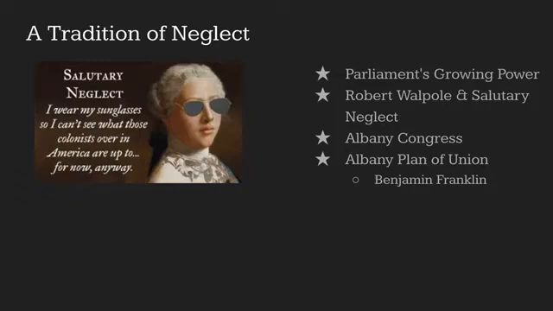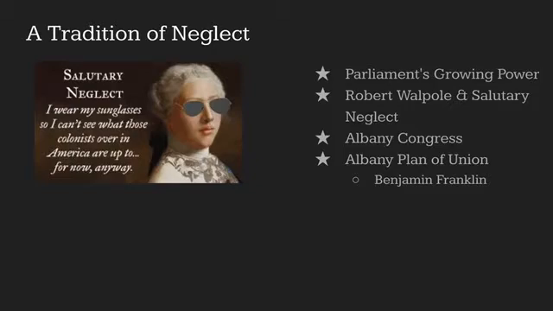A tradition of neglect. Parliament's power grew post-Glorious Revolution. 50 years after the Glorious Revolution, England was unsure of how strong its ties with the colonies should be. During the period of rule of King George I and II, Parliament gained more control. Parliament became less influenced by the favor of the king and more influenced by the majority vote.